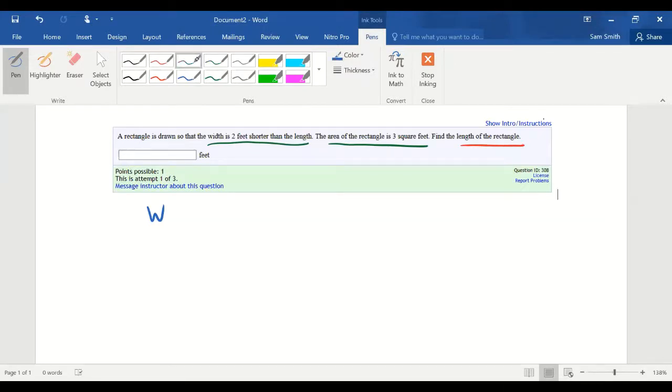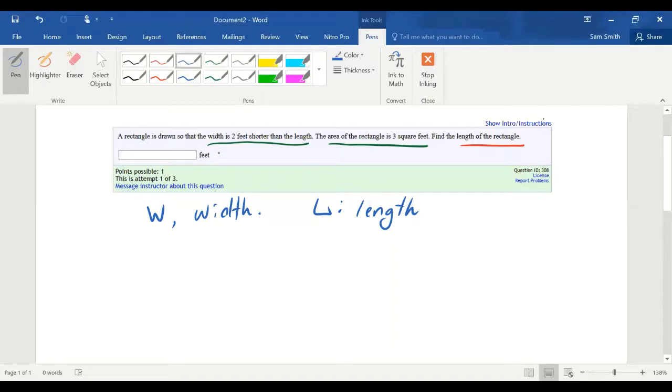So what I find interesting about this problem is that there are two quantities in this question whose value is unknown. The first quantity whose value is unknown is the width of the rectangle. And for short, I'm going to refer to that with a capital W. The second quantity that's unknown is the length of the rectangle, and I'm going to refer to that with a capital L for short. Now, corresponding to these two unknowns, I have two statements about this rectangle.